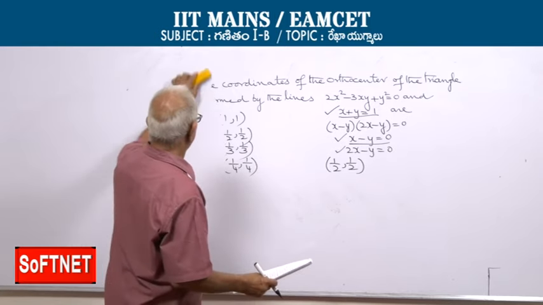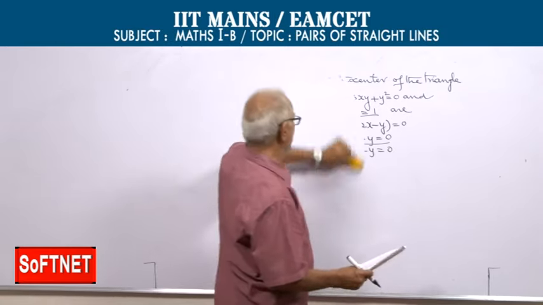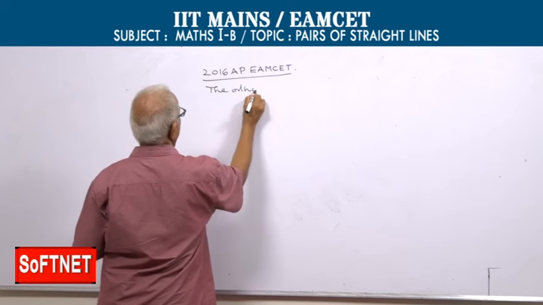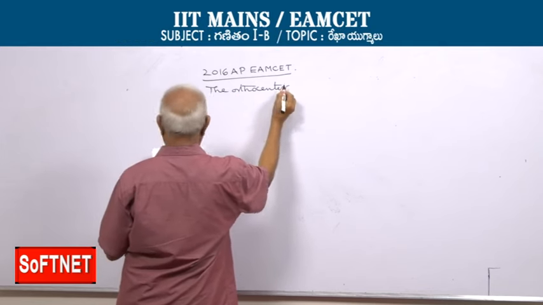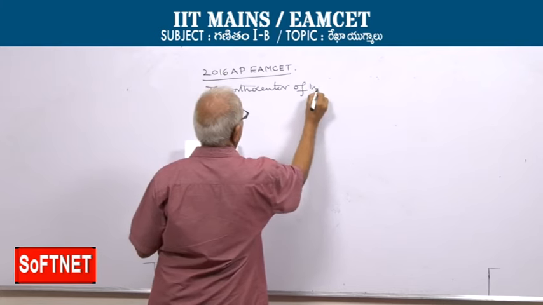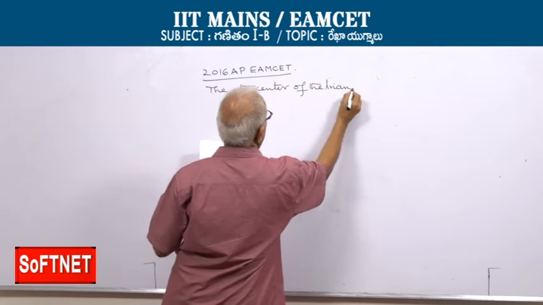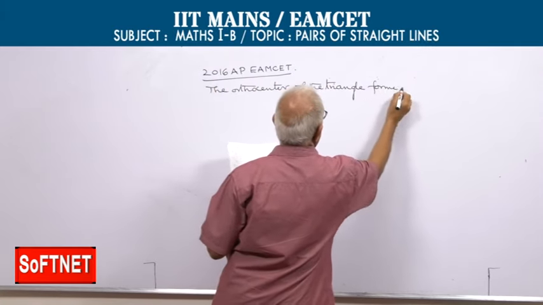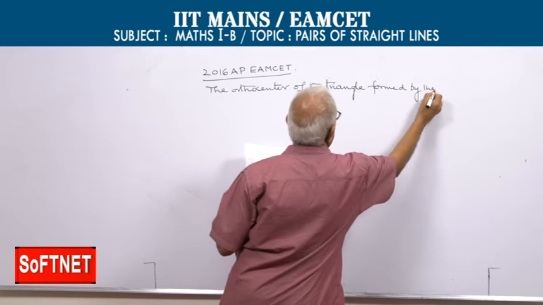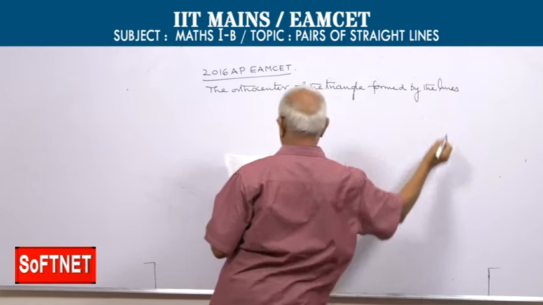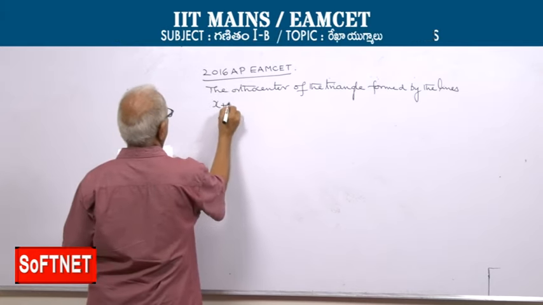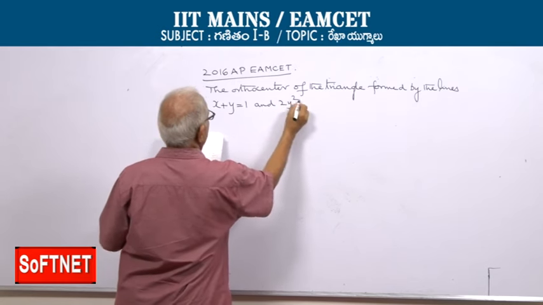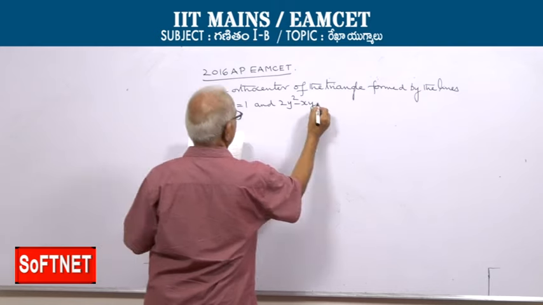మరో క్వశ్చన్ చూస్తే నాన్ రైట్ యాంగిల్ ట్రయాంగిల్ ఇచ్చారు ఇక్కడ, అప్పుడేం చేయాలి? The orthocenter of the triangle formed by the lines x plus y equal to 1 and 2y square minus xy minus 6x square equal to 0 is.